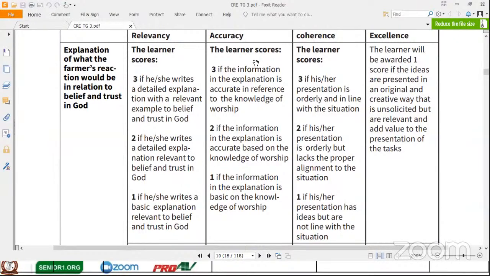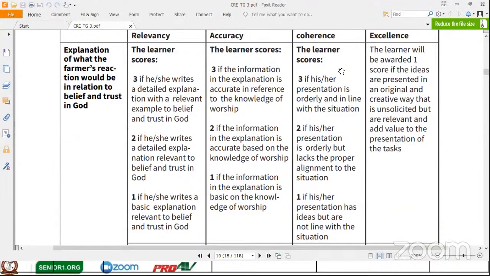Then when it comes to accuracy, if the information in the explanation is accurate in relation to the knowledge of worship. They may have given a detailed explanation, but when there are some inaccuracies in the explanation. And if the explanation is accurate based on the knowledge of worship, so here it is at level 2. Then if the information is basic, so you can be able to look at that.